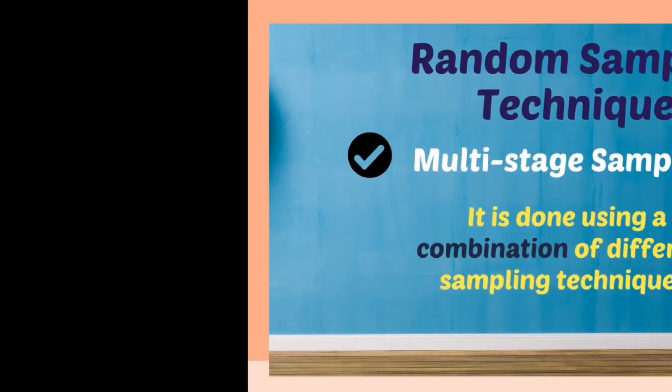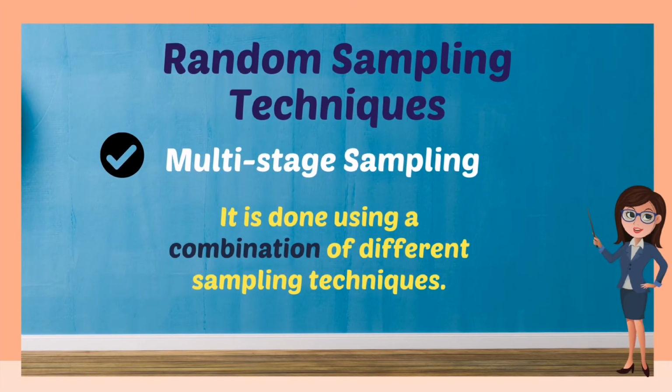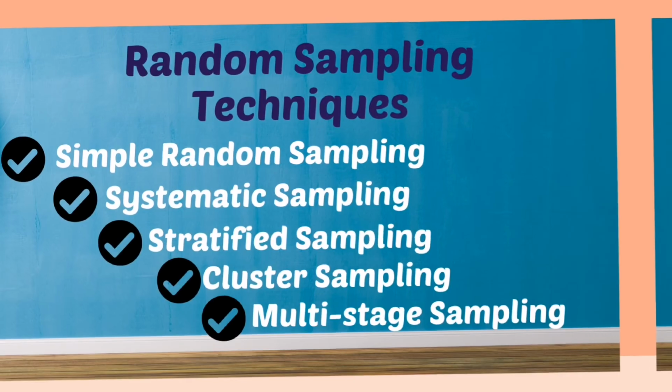Let us now proceed to multistage sampling. It is done using a combination of different sampling techniques, meaning you're going to determine the samples by utilizing the different sampling techniques. It can be stratified sampling, systematic sampling, simple random sampling, or cluster sampling. So here you can use any combination as long as it is applicable to your study. So those are the different random sampling techniques.